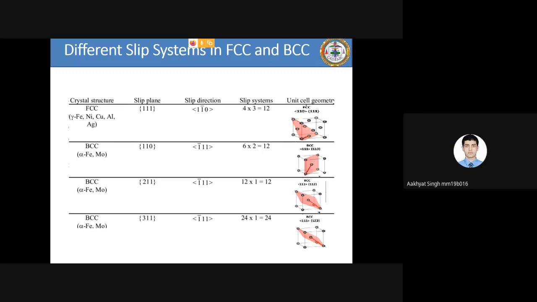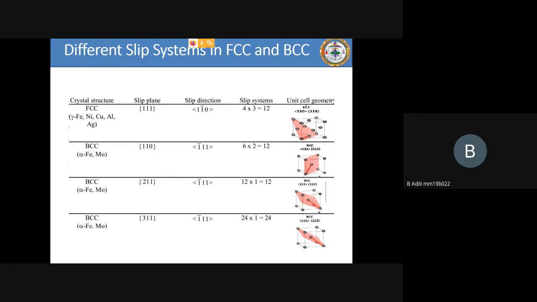Is it the FCC one? Sir also said in class that gold is more ductile because it is FCC, and tungsten is BCC, but not that ductile. Why? Any ideas? It's more close packed, so there is more room for distortion. Yeah, correct. Maybe, but in science you cannot say more room for distortion. Rather, you should say, as it is more close packed, the dislocations can easily move, right?